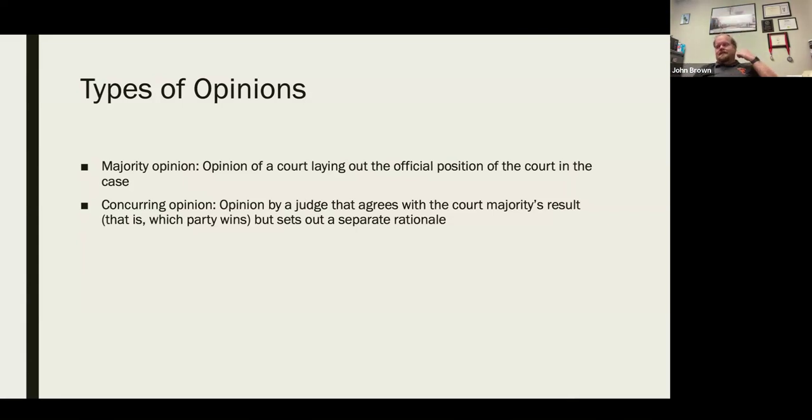So let's say we have a case that deals with both free speech and freedom of religion. Let's say 5 justices say the plaintiff should win because of freedom of speech. Let's say a 6th justice says, I agree the plaintiff should win, but because of freedom of religion, not freedom of speech. Well, the official ruling of the court is 6-3, so the plaintiff wins, but the concurring opinion is issued by that one judge.